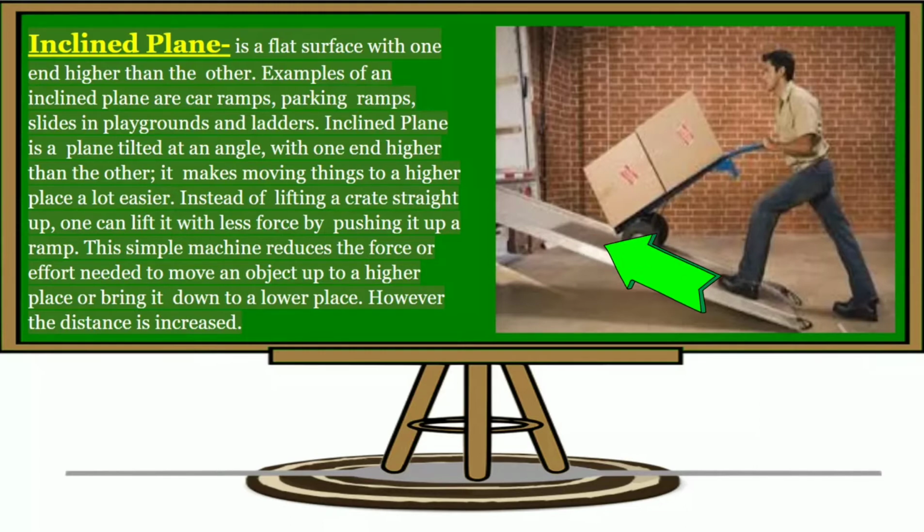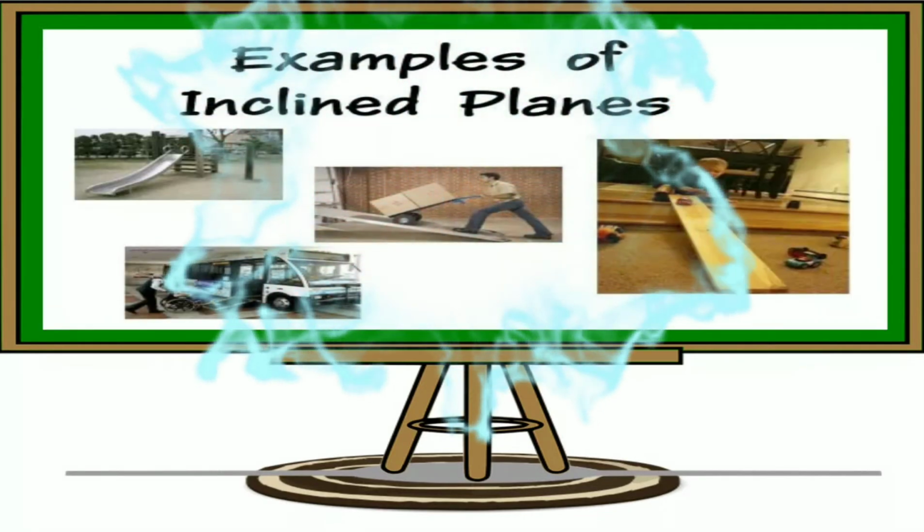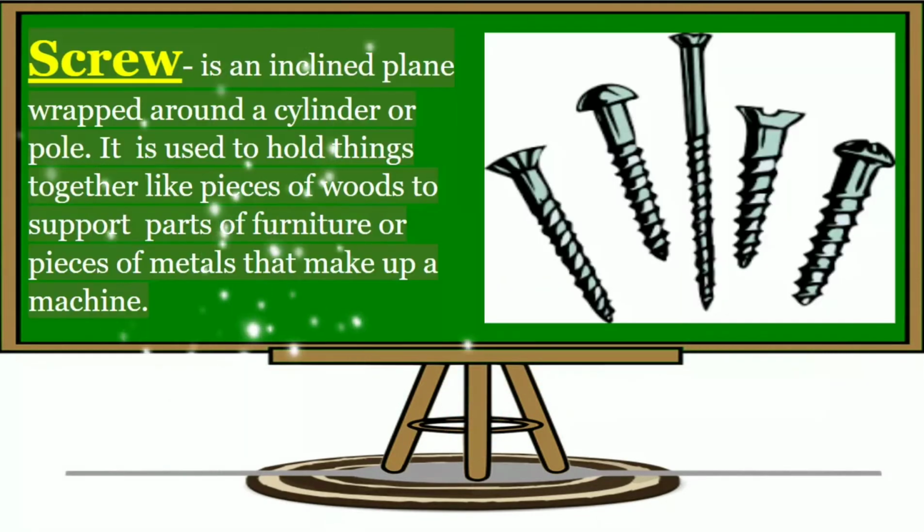This simple machine reduces the force or effort needed to move an object up to a higher place or bring it down to a lower place. However, the distance is increased. These are the examples of inclined planes.